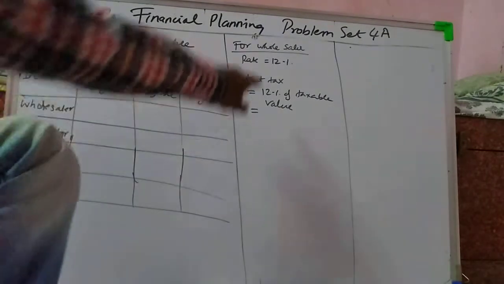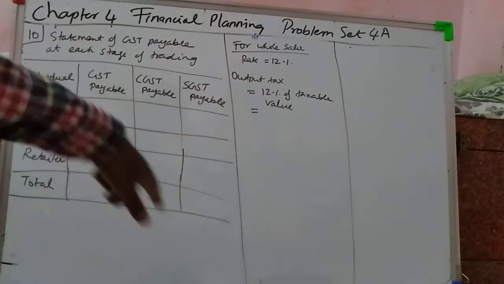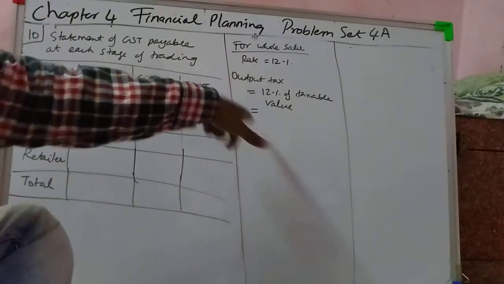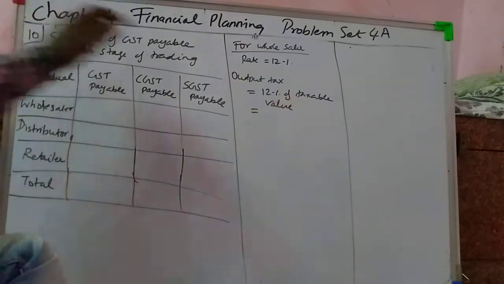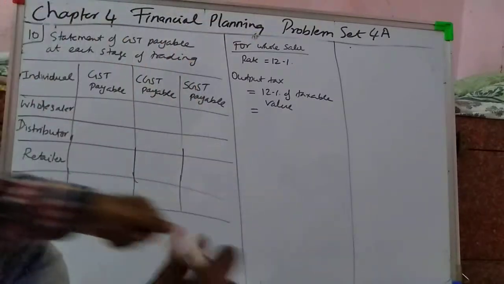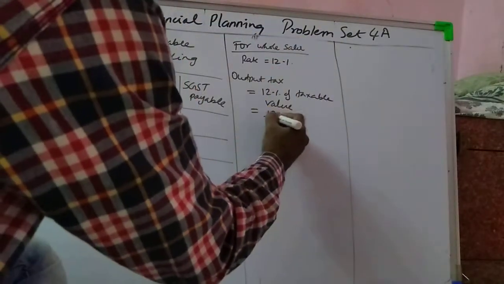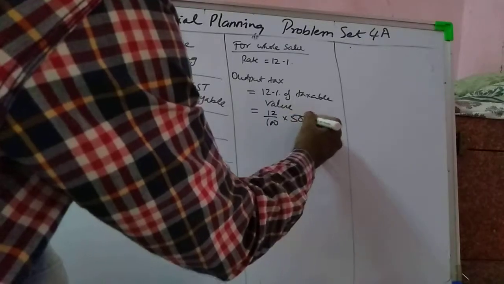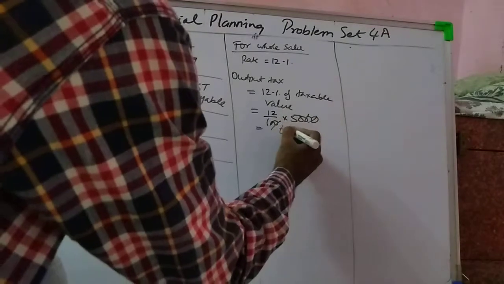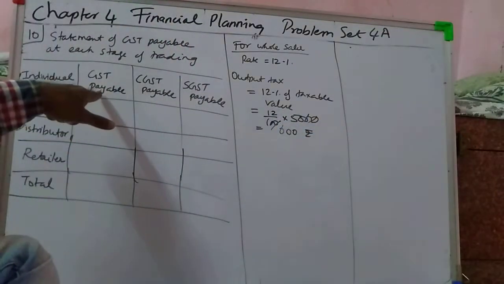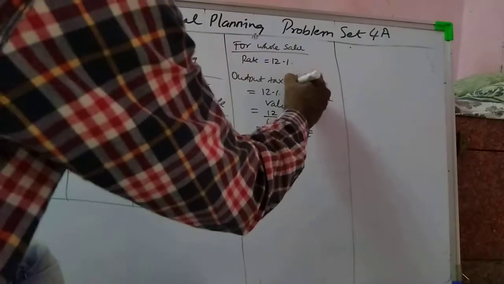The 10th problem. First, let us calculate the GST, CGST and SGST for the wholesaler. First, calculate the output tax. Output tax is 12% of the taxable value, and the taxable value given here is 5,000. It is 12 upon 100 into 5000. Cut this 0 and multiply, and you will get 600 rupees. It is nothing but the output tax, it is nothing but GST.